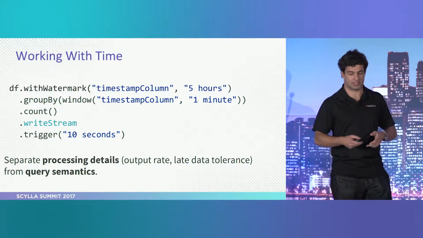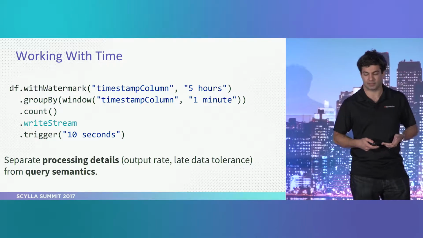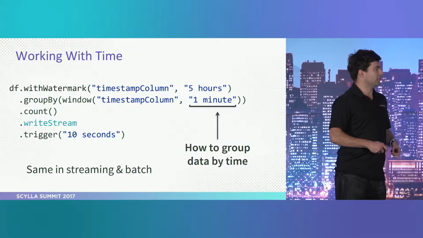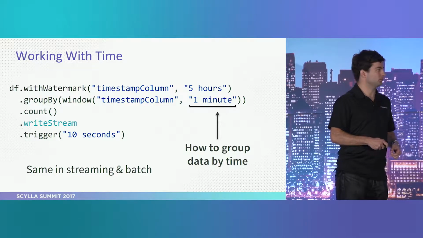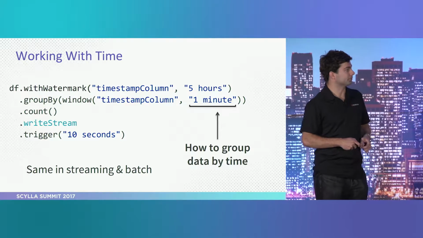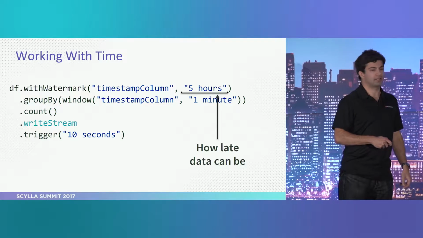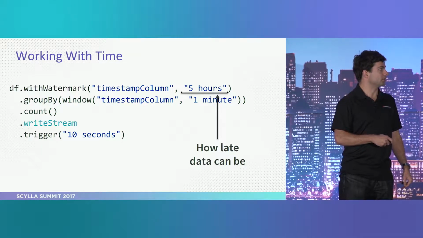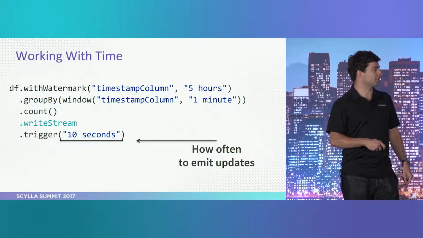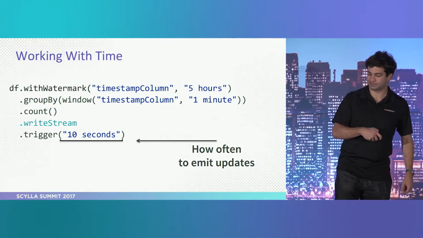So to summarize, working with time, what we wanted to do was separate the processing details from your query semantics. And basically, when you do a window, you specify how to group your data by time. We also support sliding windows. It's just another more record here. So this is a tumbling window of 1 minute. Then you're saying, my data can arrive at most 5 hours late, when you say your watermark's delay is 5 hours. Then you say, trigger output for me every 10 seconds. So this is how often to emit updates.